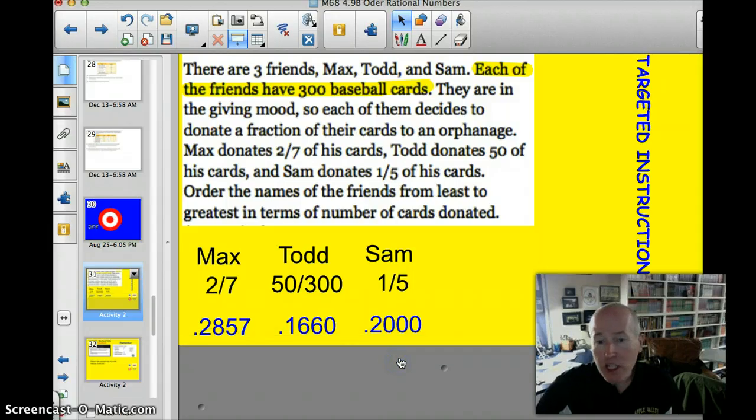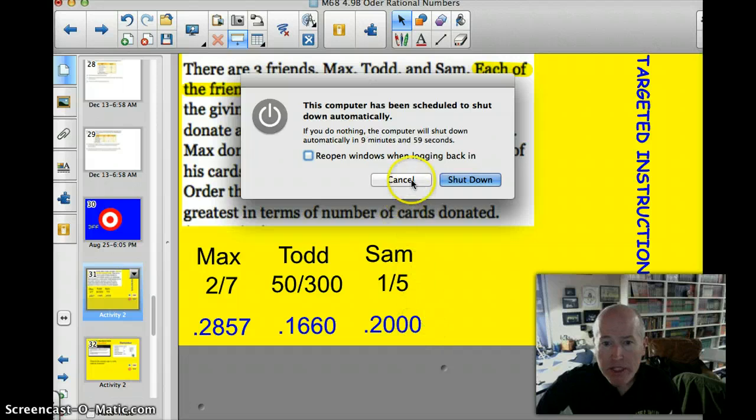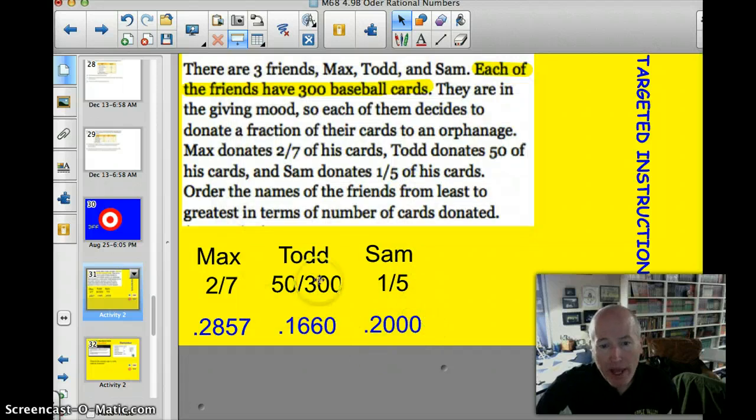Next, we take and convert those all to decimals. 2 divided by 7 is 0.2857, 50/300 is 0.16 repeating, and 1/5 is simply 0.2. I added on a couple of zeros onto the end of some of these numbers so that we could go ahead and compare a little bit more easily.